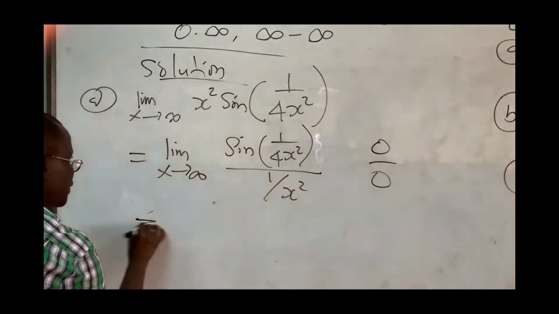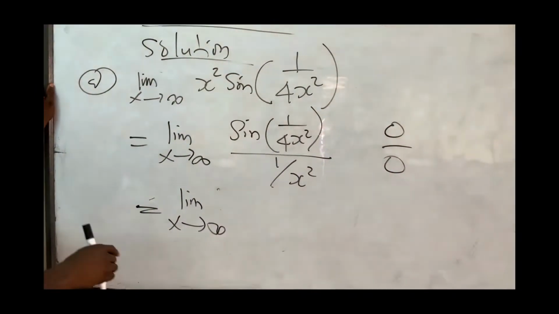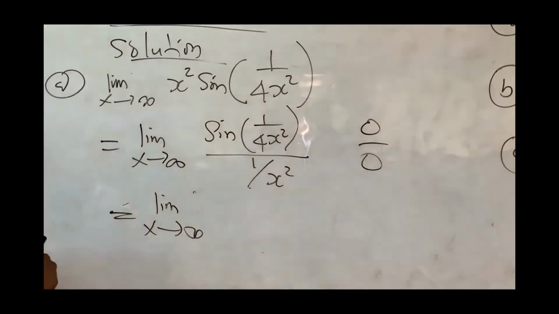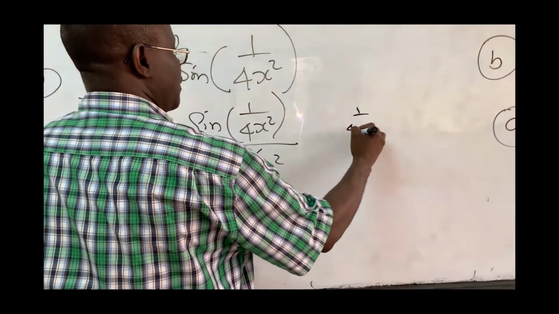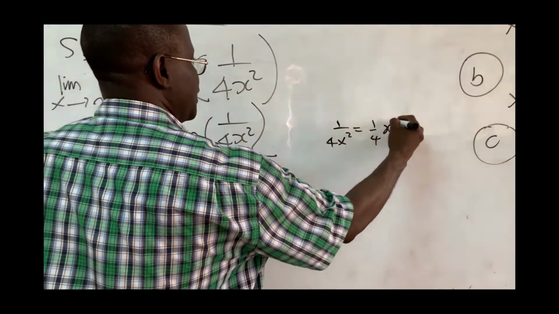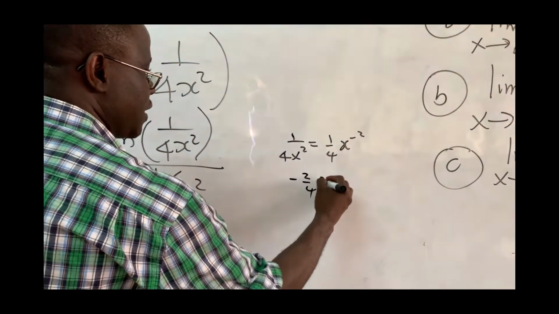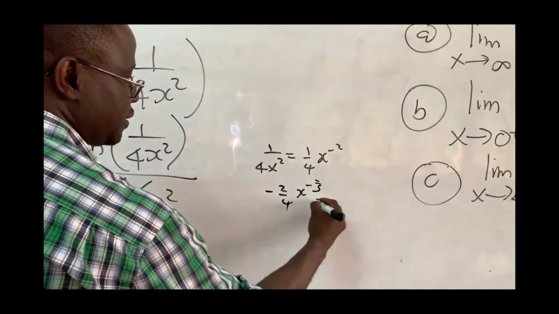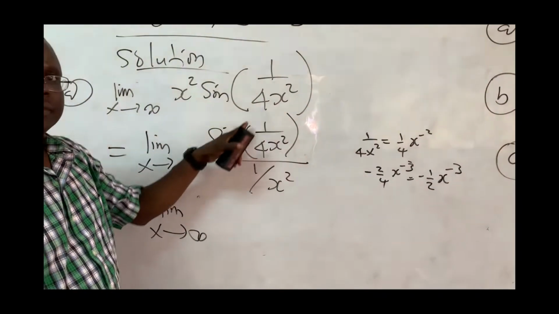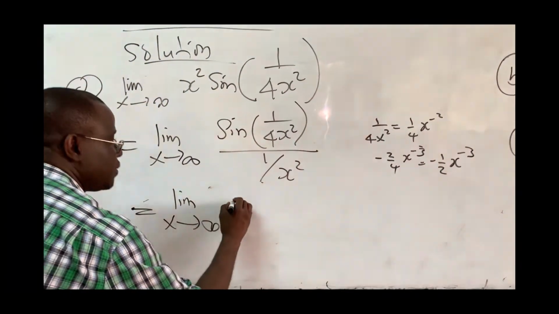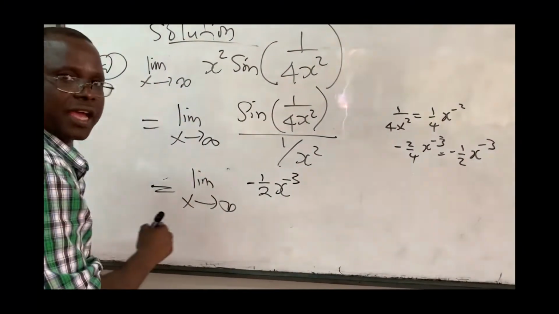So using L'Hopital's rule, we're going to have the limit as x goes to infinity. Now, we want to differentiate what is in here. If you differentiate 1 over 4x squared, know that this is 1 over 4 times x to the negative 2. So this is basically negative 2 over 4 times x to the minus 3, which is minus 1 over 2 times x to the negative 3. When you differentiate what is in here, that's what you get. So you differentiate that, you're going to have minus 1 over 2 times x to the minus 3. When you differentiate sine, you get a cosine.